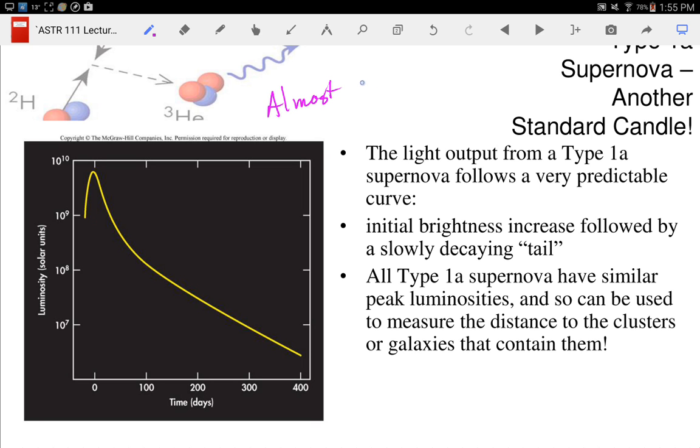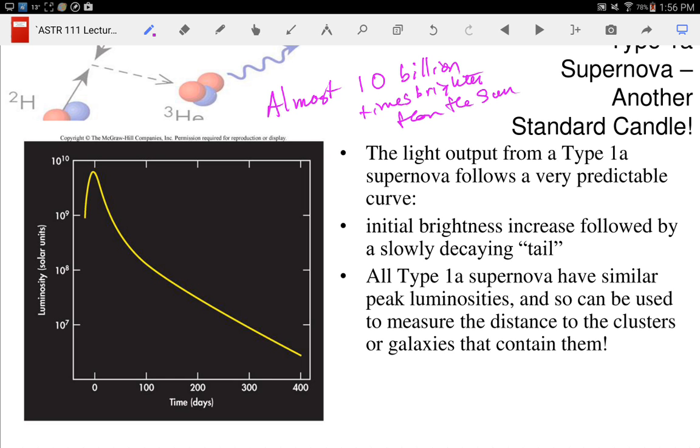Way brighter. Almost 10 billion times brighter than the sun. So these novae, you might have a white dwarf that's very, very faint. But if it undergoes a supernova, it's extremely brilliant. So these are not hard to spot. They're fairly easy to spot.